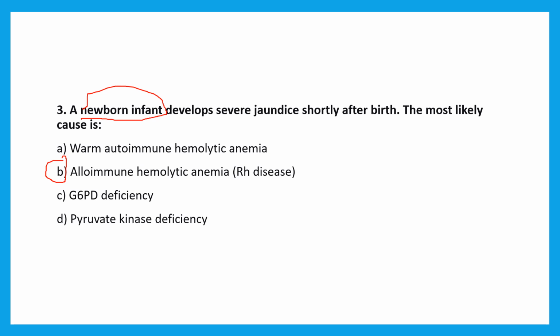So rhesus incompatibility is actually a classic cause of this, and you need to also realize that G6PD deficiency can cause neonatal jaundice, okay, but it is less common as a primary cause in the immediate newborn period compared to the alloimmunization that we've talked about here. So yeah, a newborn infant really points to autoimmune hemolytic anemia.